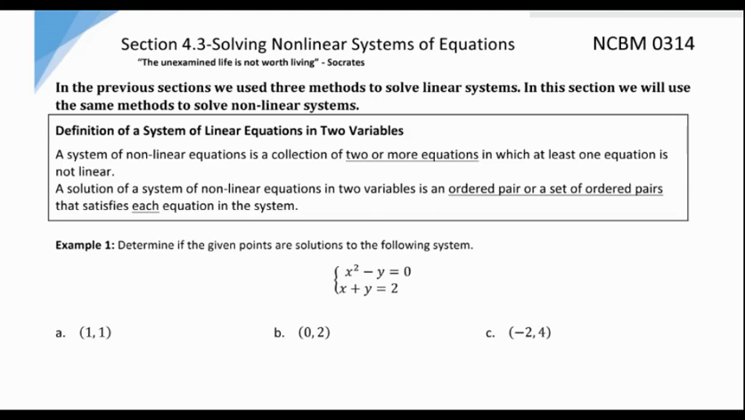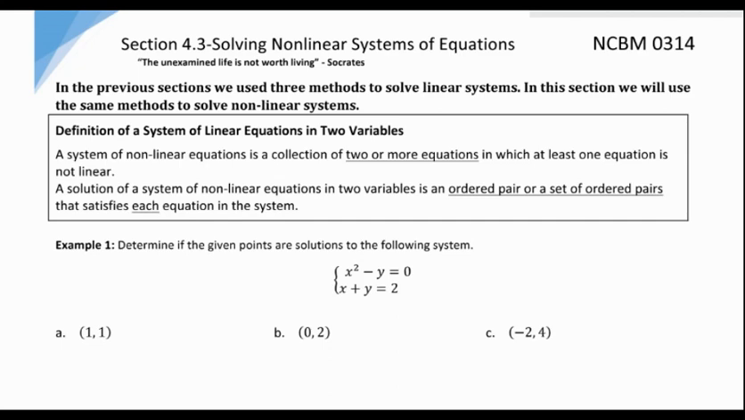A system of nonlinear equations is a collection of 2 or more equations in which at least one equation is not linear. A solution of a system of nonlinear equations in 2 variables is an ordered pair or a set of ordered pairs that satisfies each equation in the system.